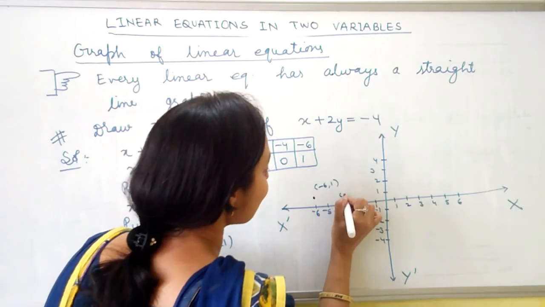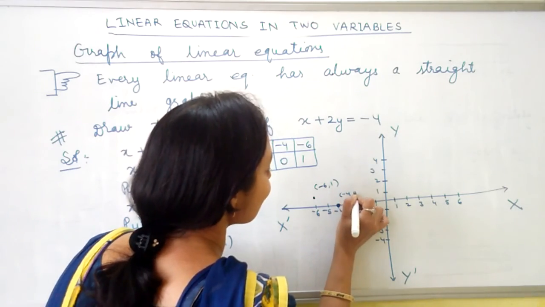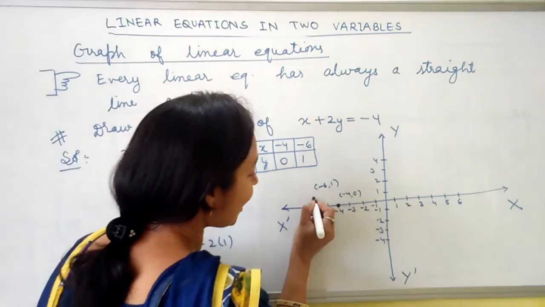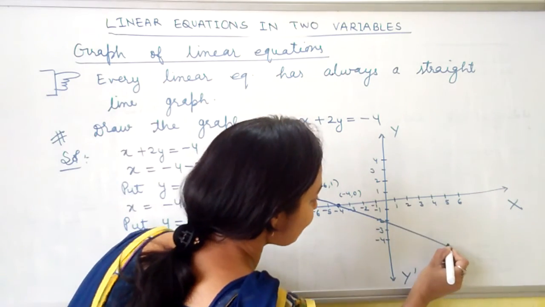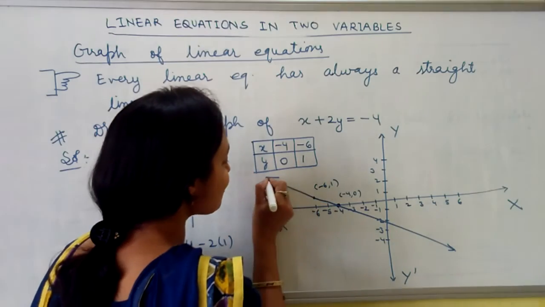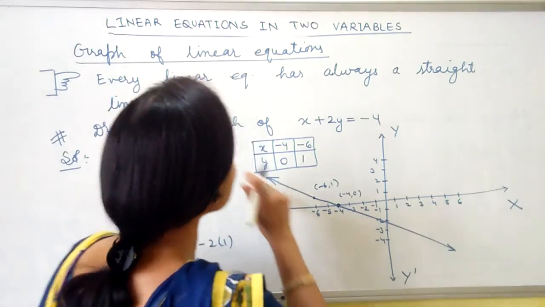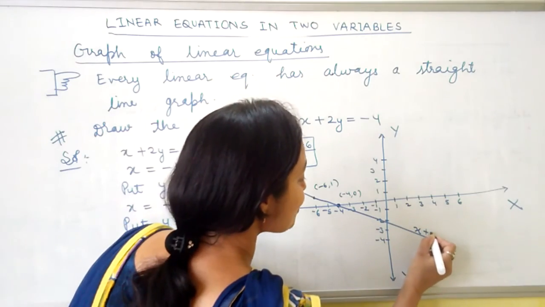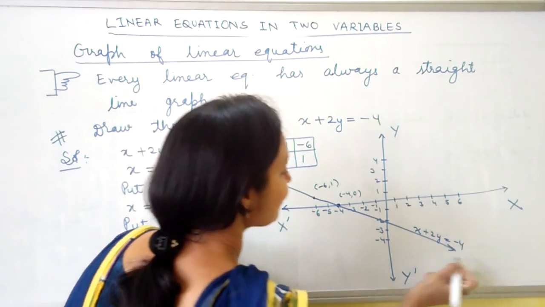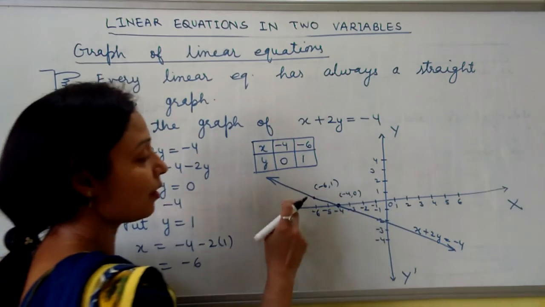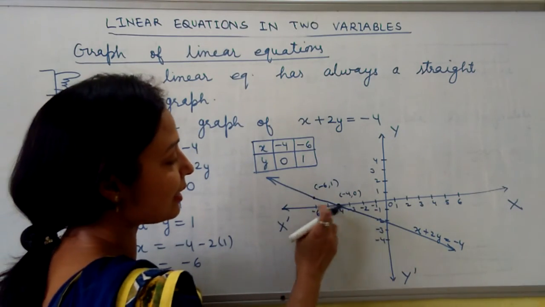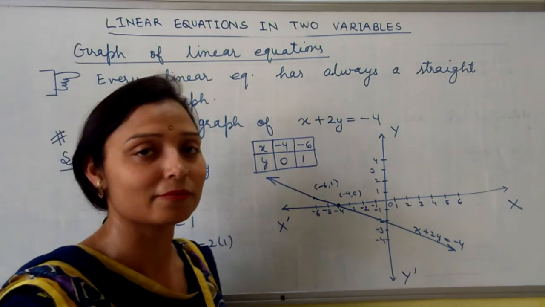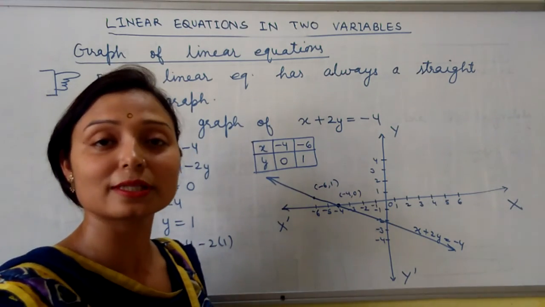Okay, here the point minus 4 comma 0. This is minus 4 comma 0. This is minus 6 comma 1. So we have to join these two and using a scale we can draw a line. Write the equation at the end of this: x plus 2y is equal to minus 4. So this is the origin. You have to plot the points like this and make a straight line like this. So this is the way to draw the graph. In this way you can easily draw the graph.